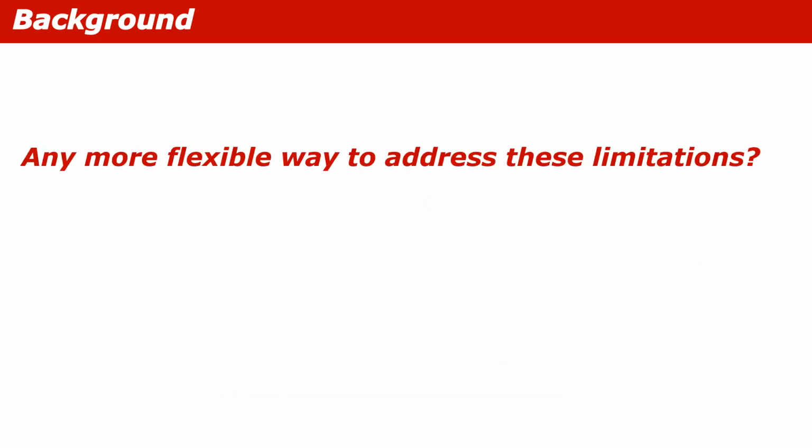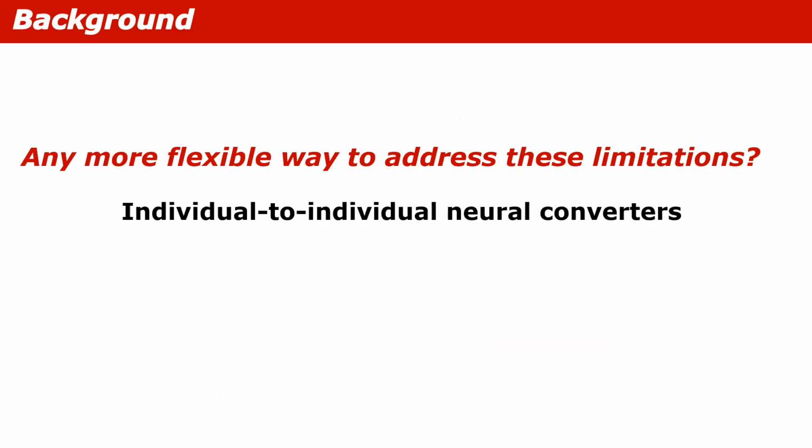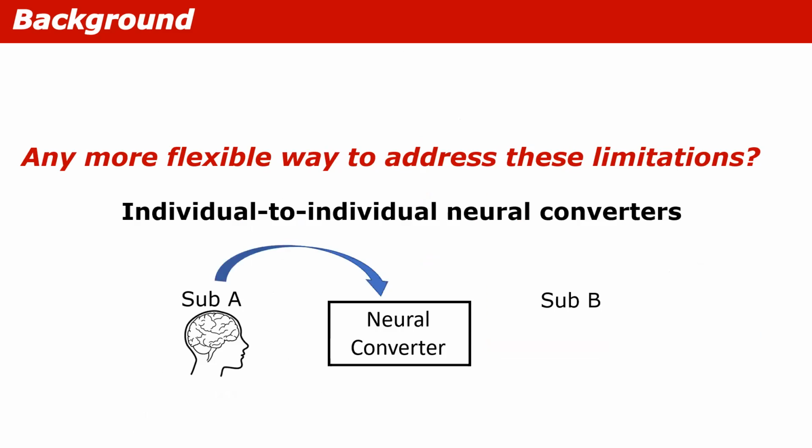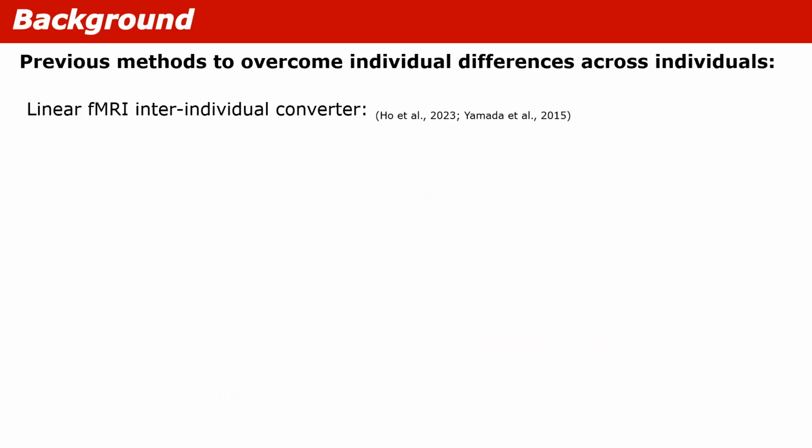So is there any other, more flexible way to address these limitations? Yes, we can use individual-to-individual EEG converters. For example, we have two subjects and we have the neural signal of subject A. We can input the signal into a neural converter and it can generate the neural signal of subject B.